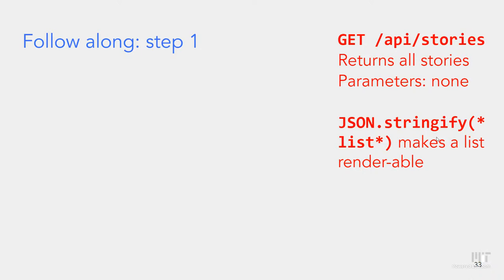And the method that will be helpful later on is JSON.stringify. And so this basically makes a list of JavaScript objects renderable, because React by itself can't render JavaScript objects. You need to turn it into a string, and this basically just turns a list of JavaScript objects into strings so that it can be renderable.